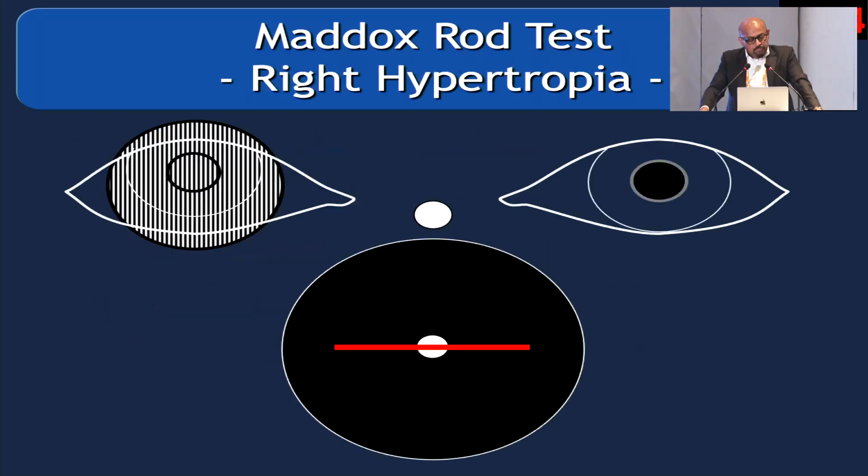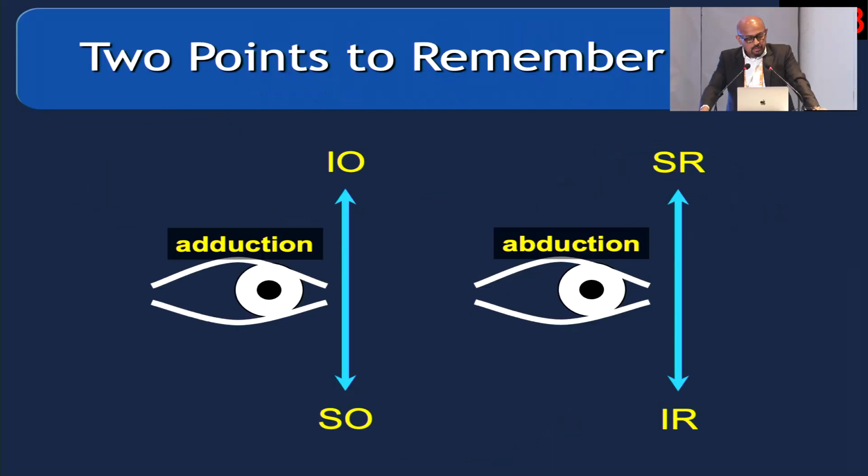So for example, if a patient has right hypertropia, you place the Maddox rod in front of the right eye, you'll find the line which is produced by the Maddox rod is down. So that's number one. The other 2 points to remember, you are looking at the elevators and depressors.